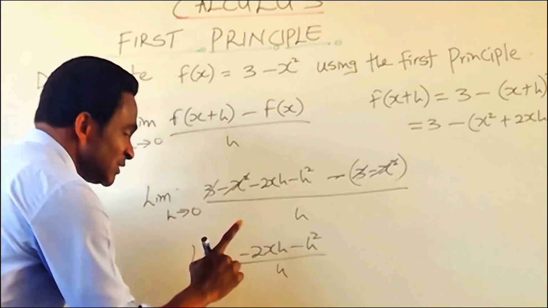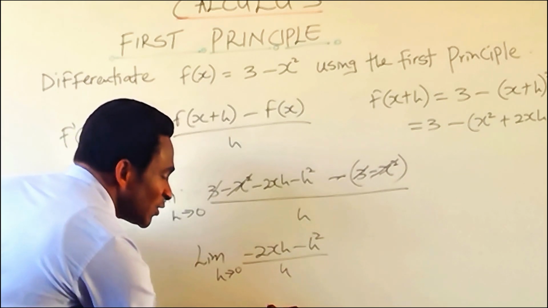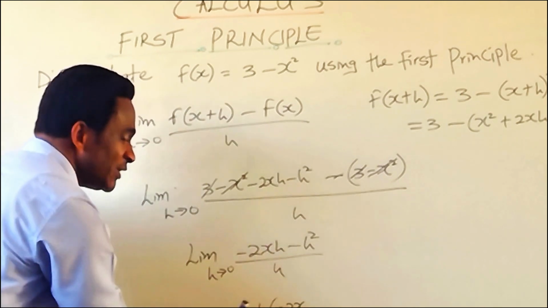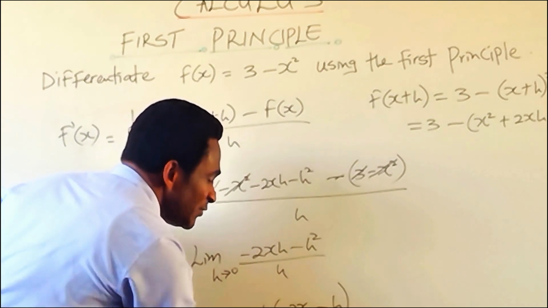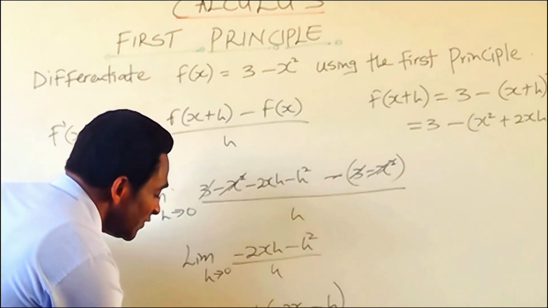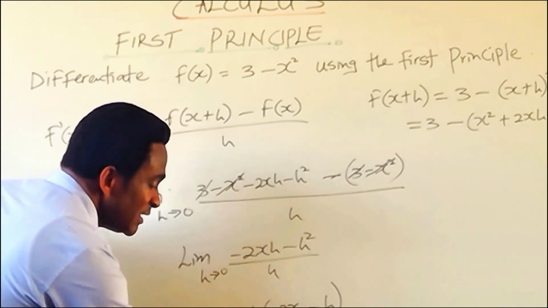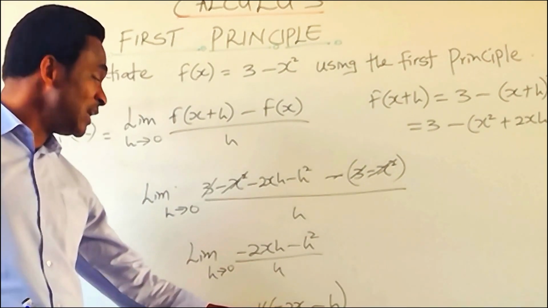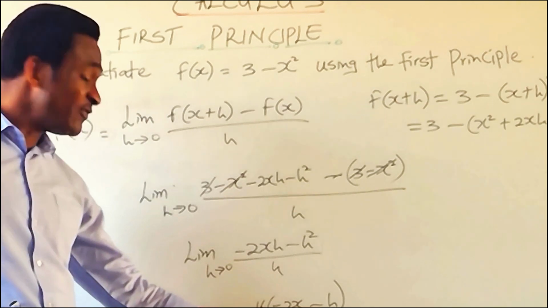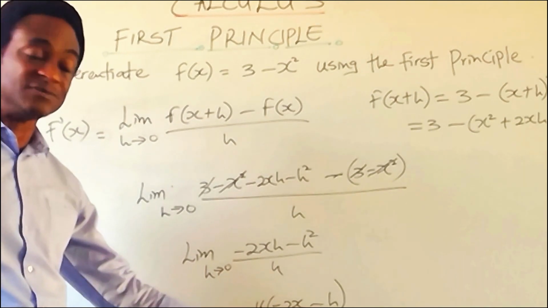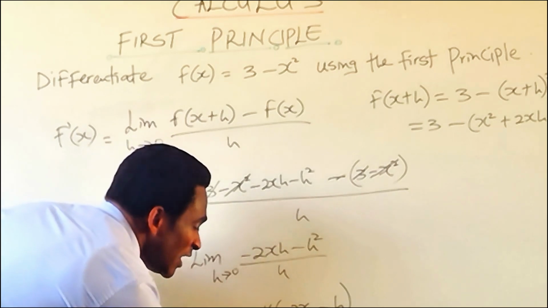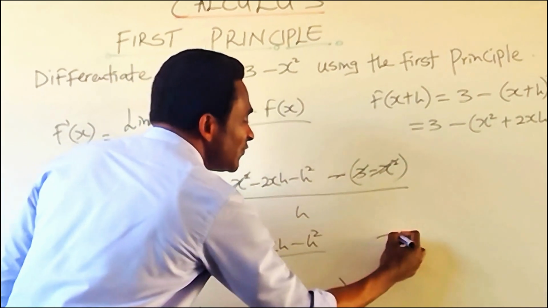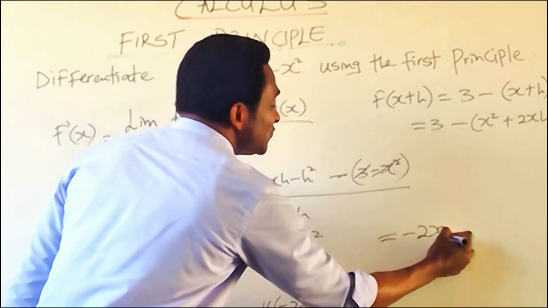The next thing is to factorize, because we are still in the process of simplification. If we take out h here, we have negative 2x. If we take out h here, we have 1. We have the limit of the function as h tends to 0 here. The h can cancel out. Now we can substitute the value that h tends to into whatever is left of the simplified expression. If we substitute in here, we have negative 2x minus 0. So the derivative of this function will be negative 2x.